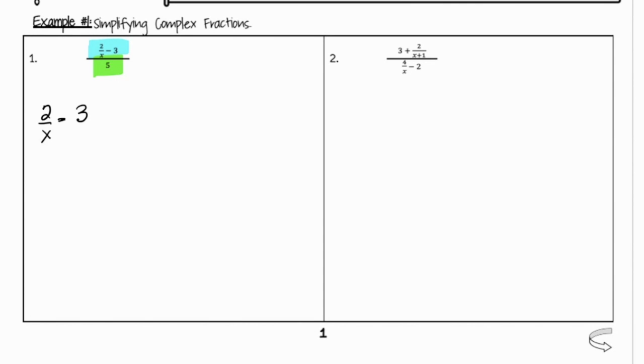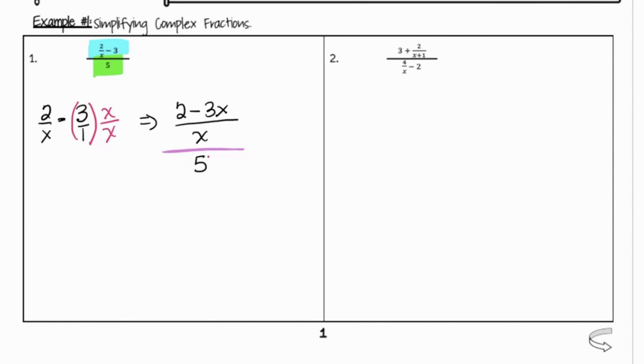What I clearly see is that this 3 is missing an x. So what I'm going to do is multiply this 3, or 3 over 1 if I want to write it like that, by x. Whatever I do on the bottom, I do on the top. So my new numerator is now 2 minus 3x all over x. That's the numerator. I'm going to bring back the denominator now. My denominator was a 5.